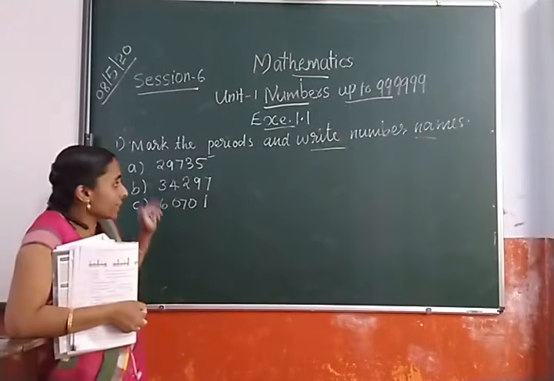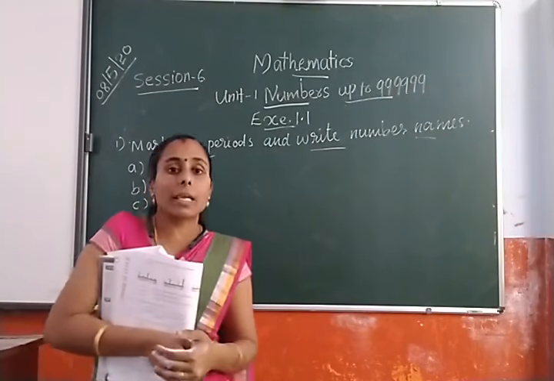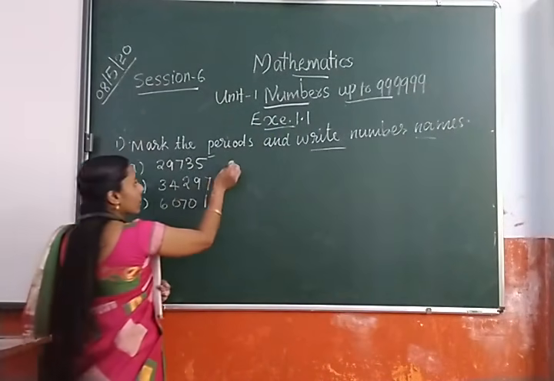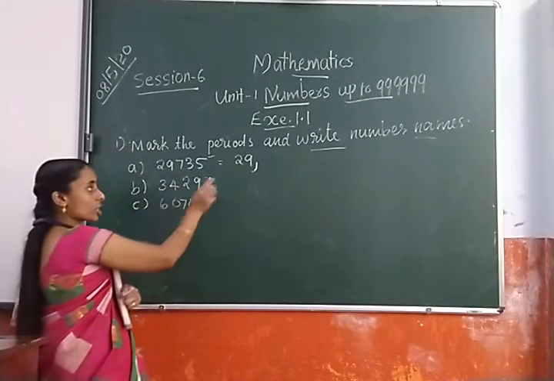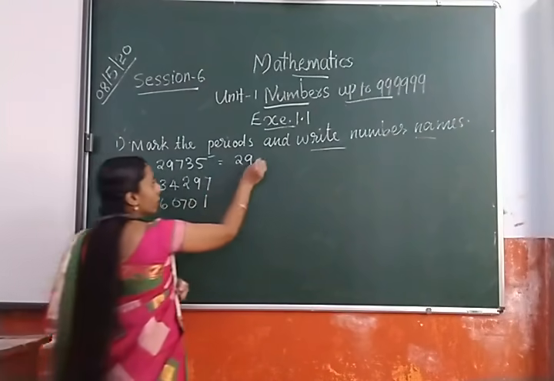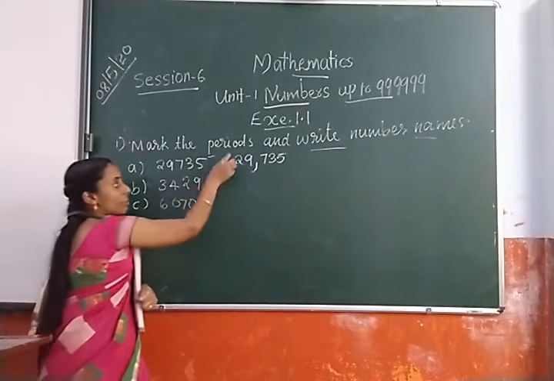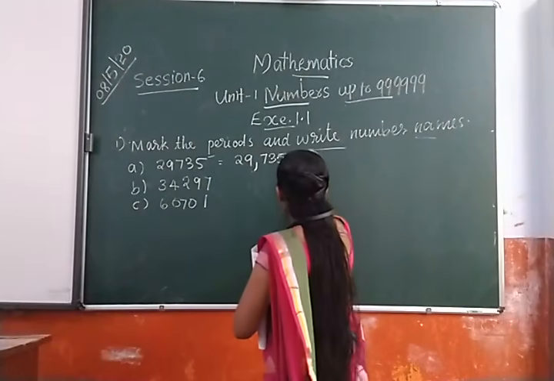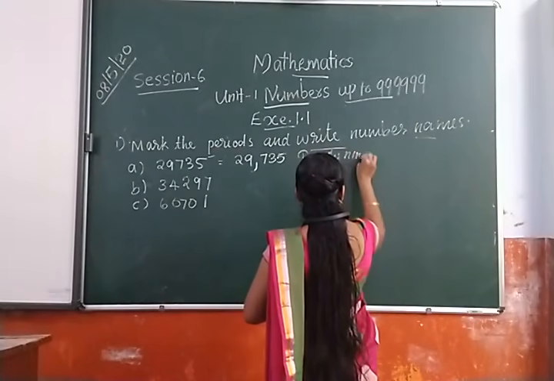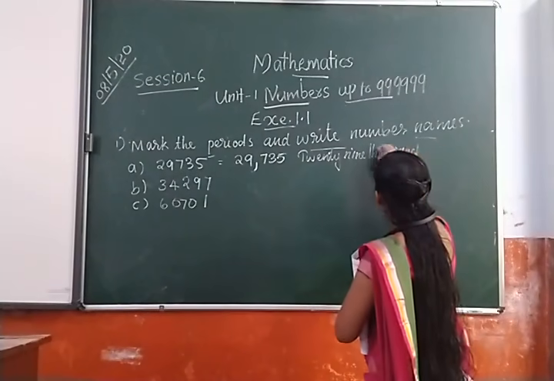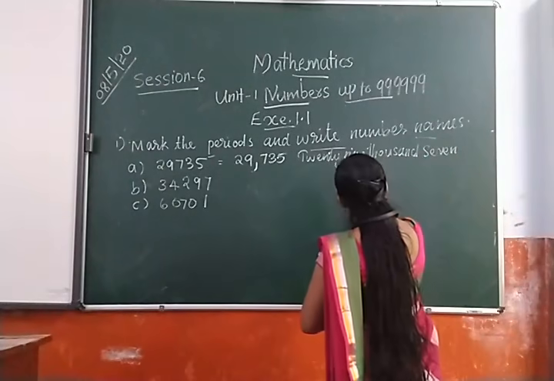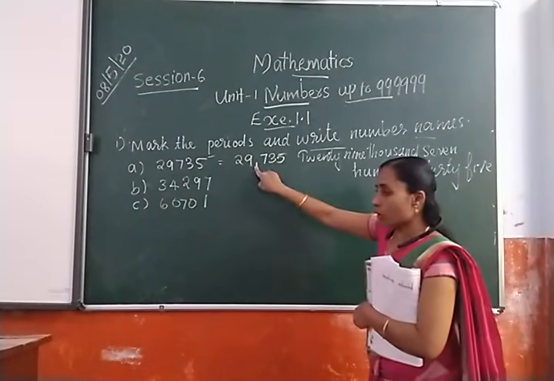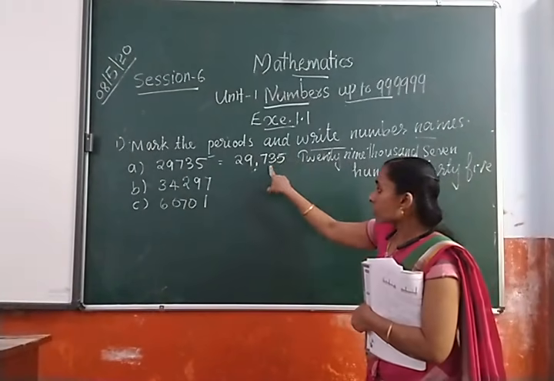Last class we learned to mark the 5-digit number. To mark the periods in a 5-digit number, the first 3 digits are considered the 1's period and the last 2 digits the 1000's period. So here, 2 numbers come in the 1000's period. After 29 we place a comma, then 735. That marks the period. We have to place the comma after 2 numbers. Then, how can we write the numbers? 29,000, that is the 1000's period, you read together with the number and 735.